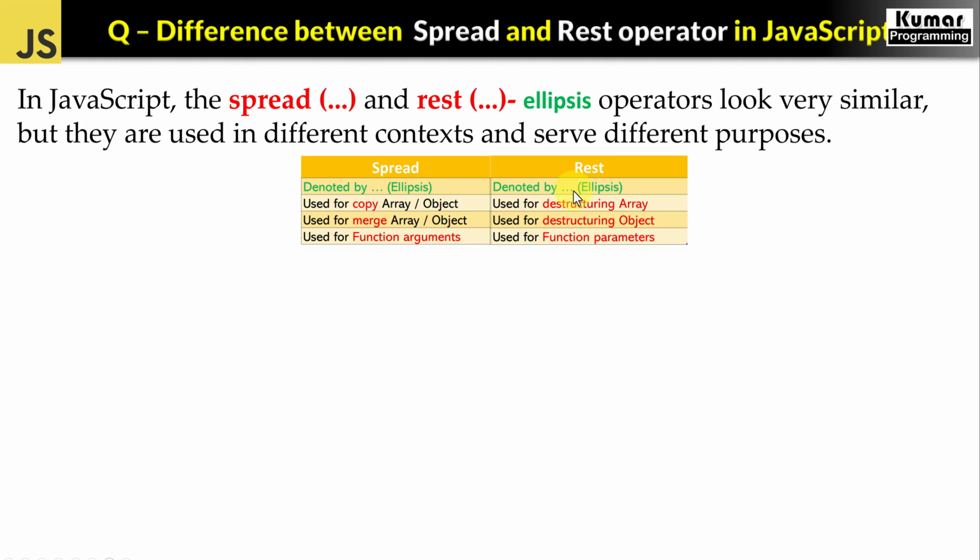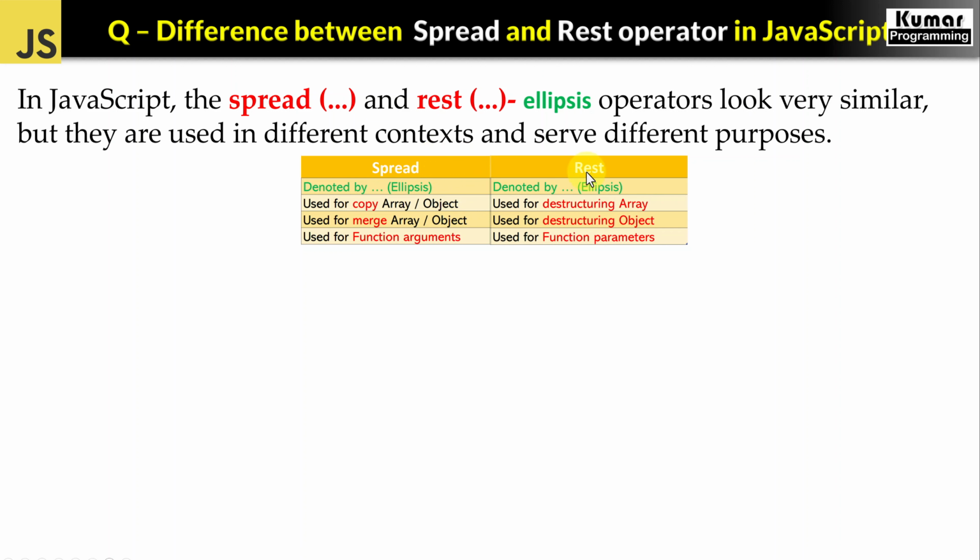The spread operator is denoted by three dots, known as ellipsis, and the rest operator is also denoted by three dots. Here the spread operator is used whenever we are copying an array or an object to another array or object. Additionally, whenever we are merging arrays and objects, in that case also we are using the spread operator. And when we are passing function arguments, in that case also we are using the spread operator.